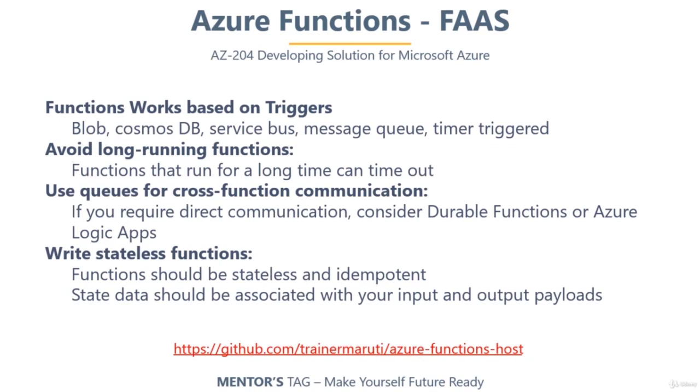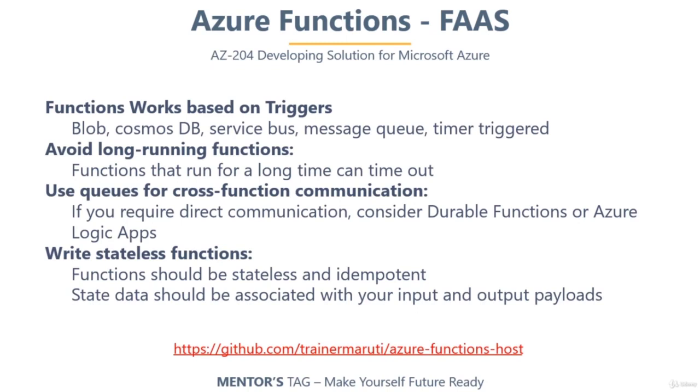You should avoid long running functions, because when you go with the consumption plan, Microsoft is going to give you a 10 minute timeout. It means if your function is running for 10 long minutes, at the time of the timeout it will get terminated. Same way, if you are dealing with an HTTP request and doing request and response, then the timeout will be reduced to only 2.5 seconds.